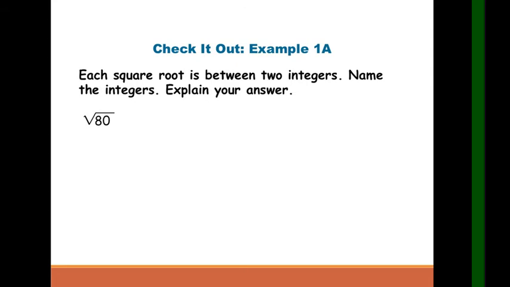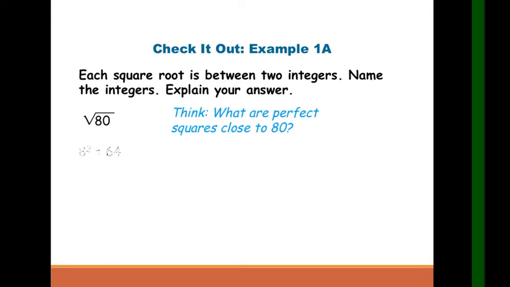Okay, each square root is between two integers. Name the integers, explain your answer. So, ang ating pangatlong example ay square root of 80. So, ano kaya yung mga numbers na perfect square close to 80?